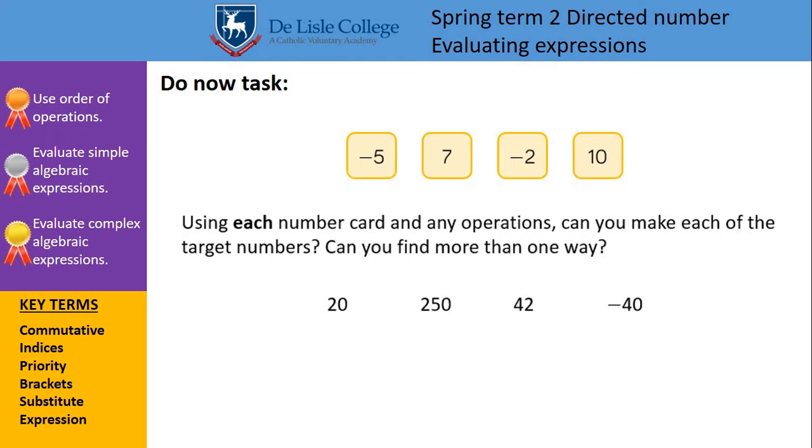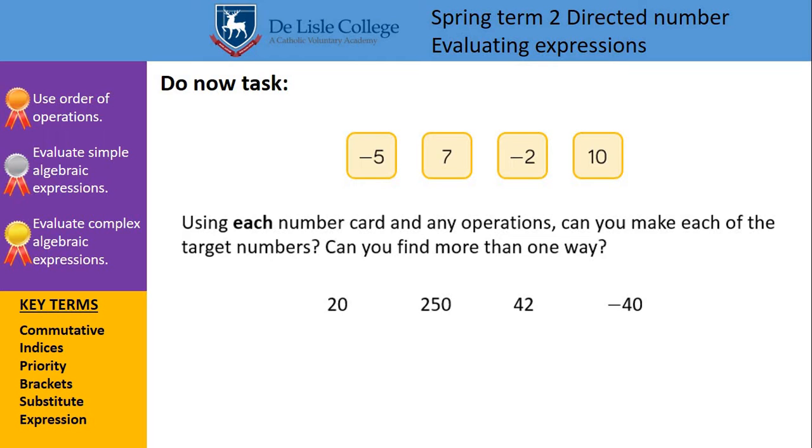Your do now task for today is to use each number card, which are -5, 7, -2 and 10, and any operation, so looking at adding, subtracting, multiplying and dividing. Can you make each of the target numbers below, the numbers being 20, 250, 42 and -40, and then can you find more than one way perhaps to make those as well. So if you pause the video at this moment, give yourself 5 minutes, and then we'll come back and see how we got along.